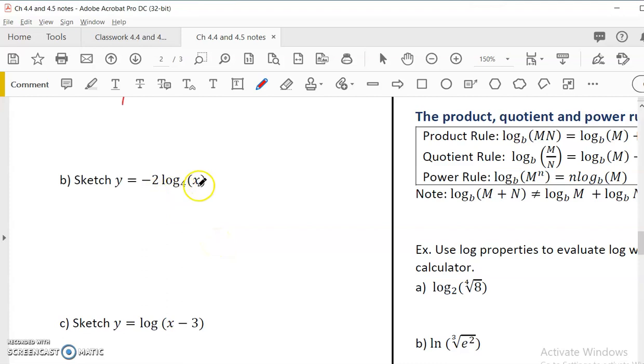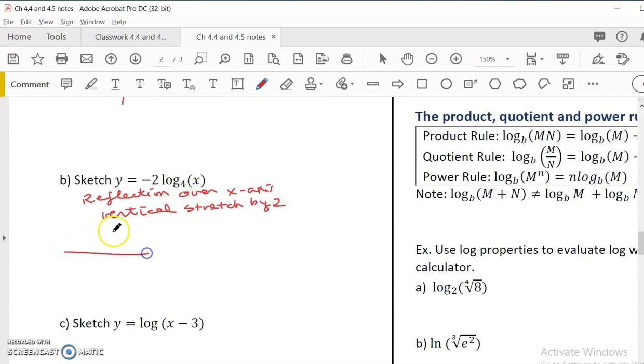So this is log 4 x, but with a negative 2 outside. Whenever we see negative, we know the transformation is reflection, but because it's outside, it's a reflection over the x-axis. And there is a 2. 2 is greater than 1, where the absolute value of negative 2 is 2. So this is a vertical stretch by 2, right?